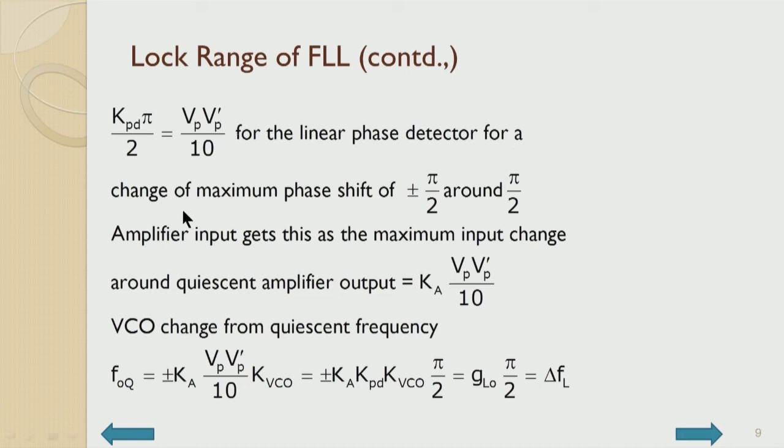For the linear phase detector, for a change of maximum phase shift of plus minus pi by 2 around pi by 2, this is what I have explained. Amplifier input gets this as the maximum input change. So KA into VP dash by 10 is the amplifier output change, and therefore VCO change will be that into KVCO, around F naught Q. So F naught Q plus or minus KA into VP dash by 10 into KVCO, or it is nothing but the delta FL is going to be plus minus KA KPD KVCO pi by 2, GLO into pi by 2, which is the lock range around F naught Q.